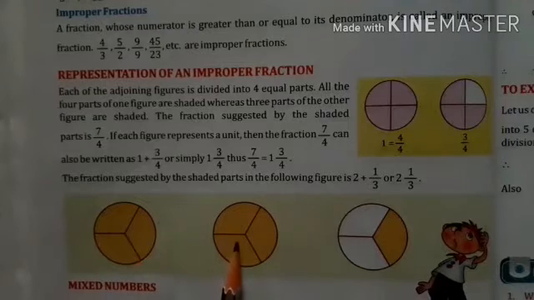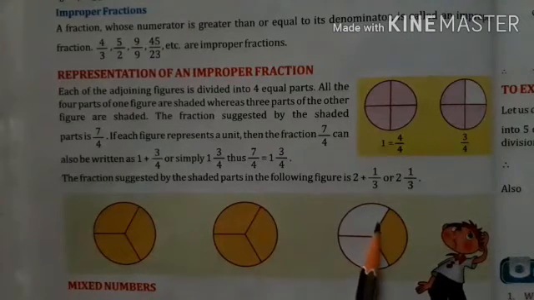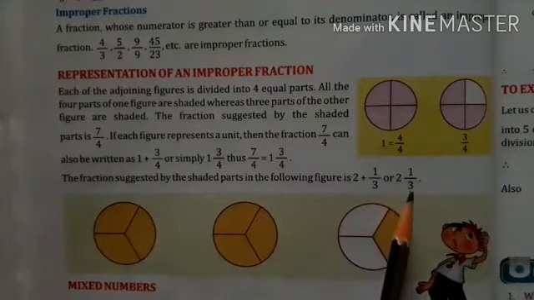Okay. And here also total parts are 3 and all parts are shaded. So 3 by 3 equal to 1, right? So 1 plus 1 equal to 2. And here only one part is shaded out of three parts, right? So 1 by 3. So 1 plus 1 equal to 2 plus 1 by 3. 2 plus 1 by 3 or 2 1/3.